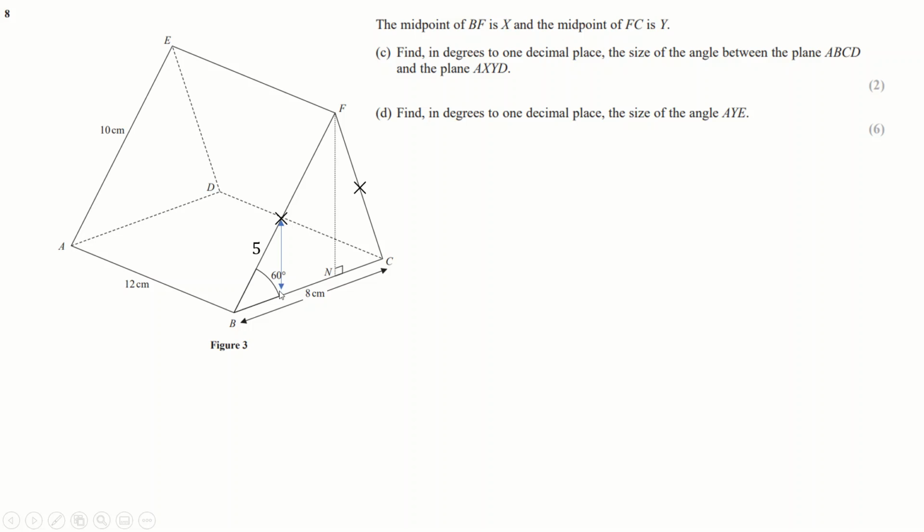So anyway, I can work out this height because I can just do 5 cos of 60, or just halve this number, of course. This was 5 root 3, so this is 5 root 3 over 2. Again, if you're just working in decimals, then that's fine. I was just annoyed. Now I can do the plane.